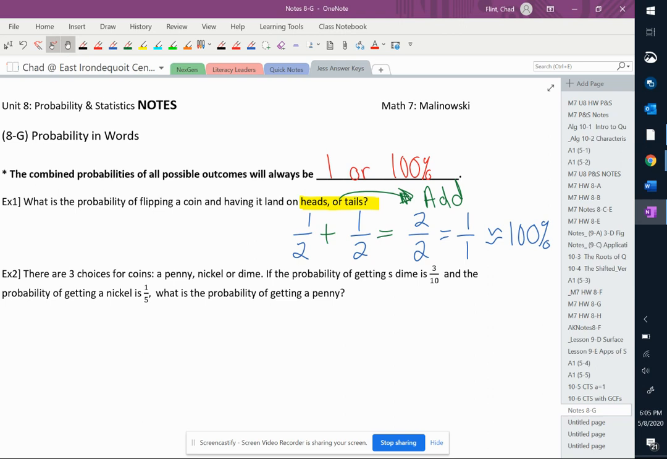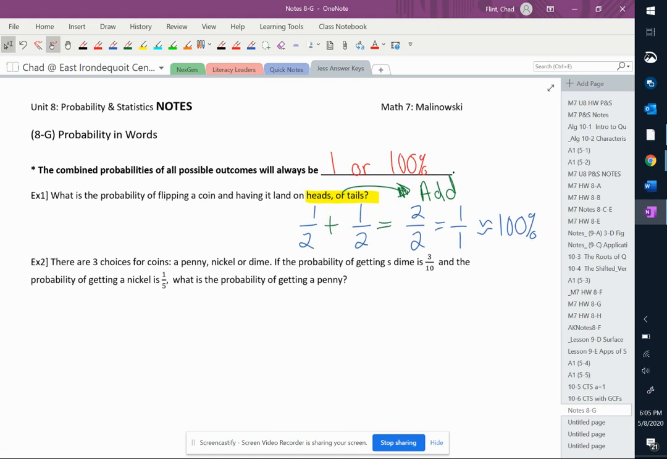And that's because when I flip a coin, there are only 2 possible outcomes. It's either landing on heads or it's landing on tails. And if I'm asking for the probability of either one of those things happening, well, that's 100% because it's going to happen, either heads or tails. Here's our first example.